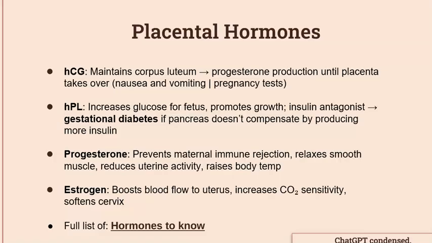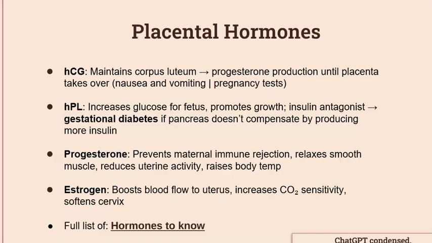It inhibits contractions of the myometrium, and progesterone also decreases airway resistance, allowing mom to have 15 to 20% more oxygen consumption. Because again, all that extra oxygen, all that extra blood flow has to go through the placenta to the fetus so the fetus can grow in utero.